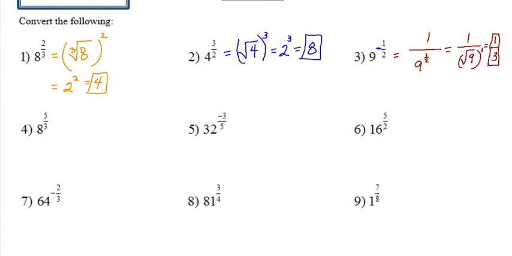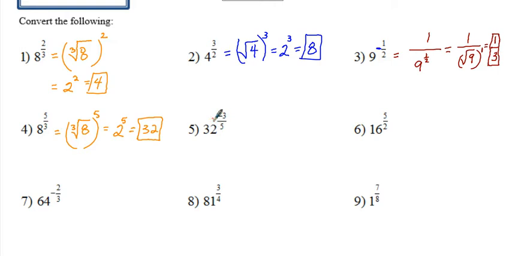Number 4, again, the 3 is the root, the 5 is the power. So the 3rd root of 8 raised to the 5th power. We should be getting really good at these. What is the 3rd root of 8? We should immediately think that is 2. And what is 2 to the 5th power? That's 32. You should have those rolling off your tongue at this point. Or very soon.